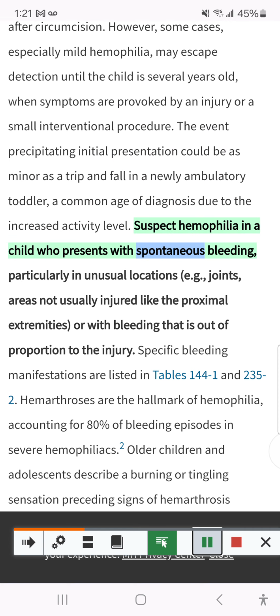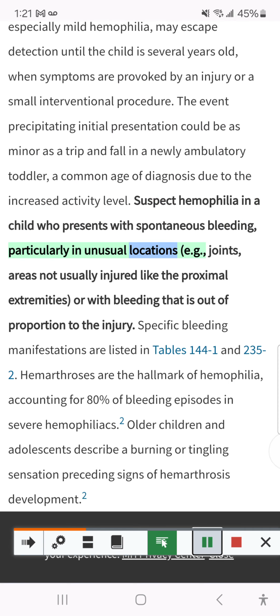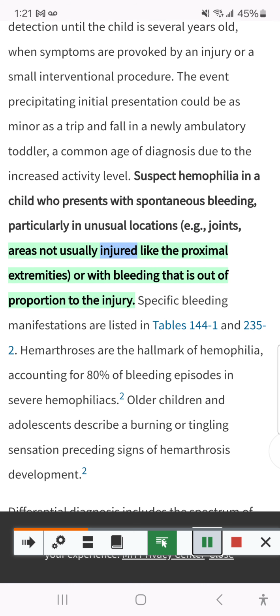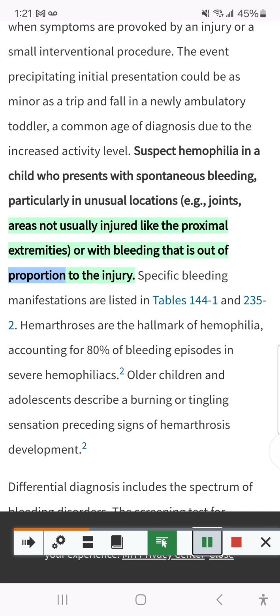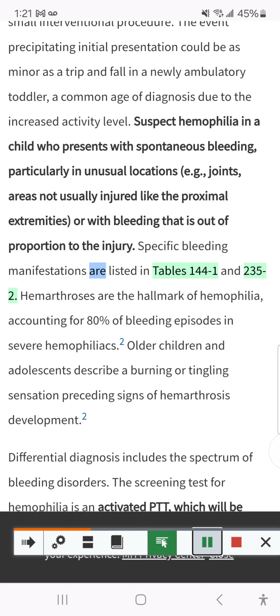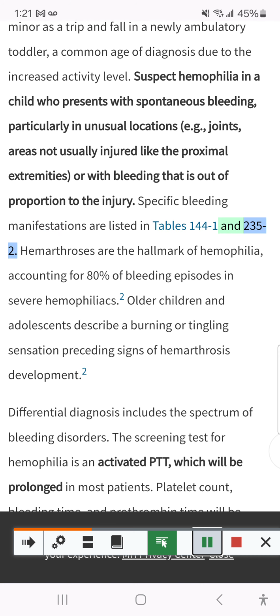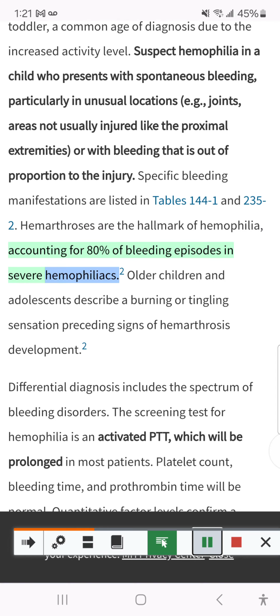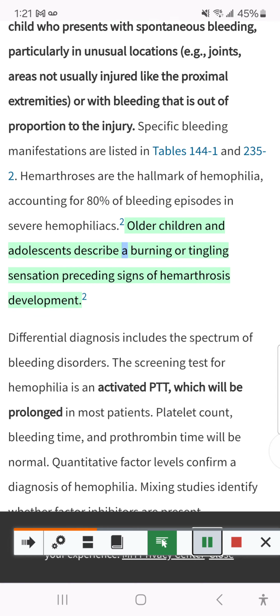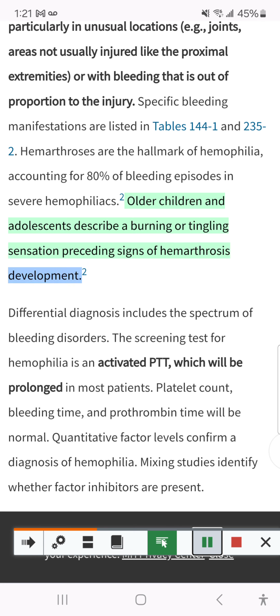Suspect hemophilia in a child who presents with spontaneous bleeding, particularly in unusual locations, for example, joints, areas not usually injured like the proximal extremities, or with bleeding that is out of proportion to the injury. Specific bleeding manifestations are listed in tables 144-1 and 235-2. Hemarthroses are the hallmark of hemophilia, accounting for 80% of bleeding episodes in severe hemophiliacs. Older children and adolescents describe a burning or tingling sensation preceding signs of hemarthrosis development.